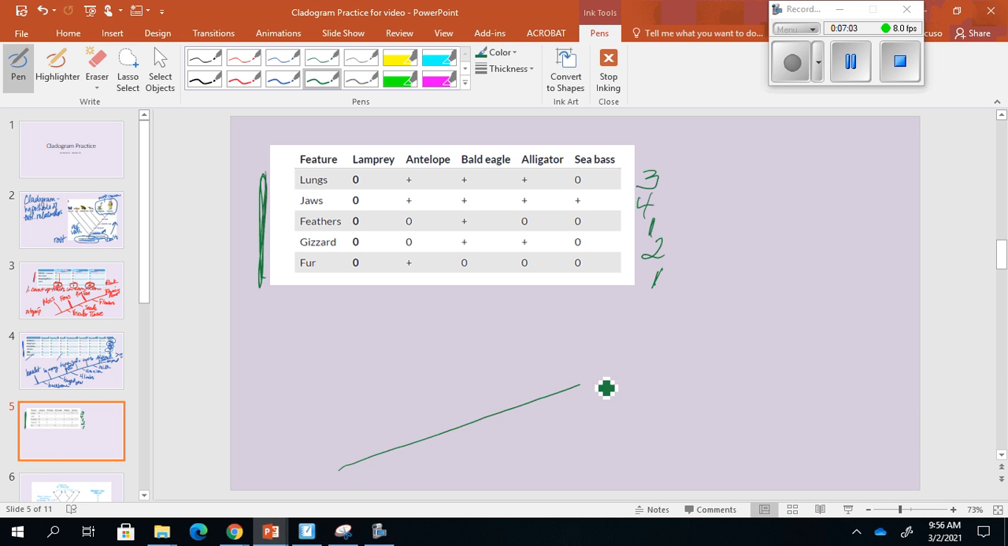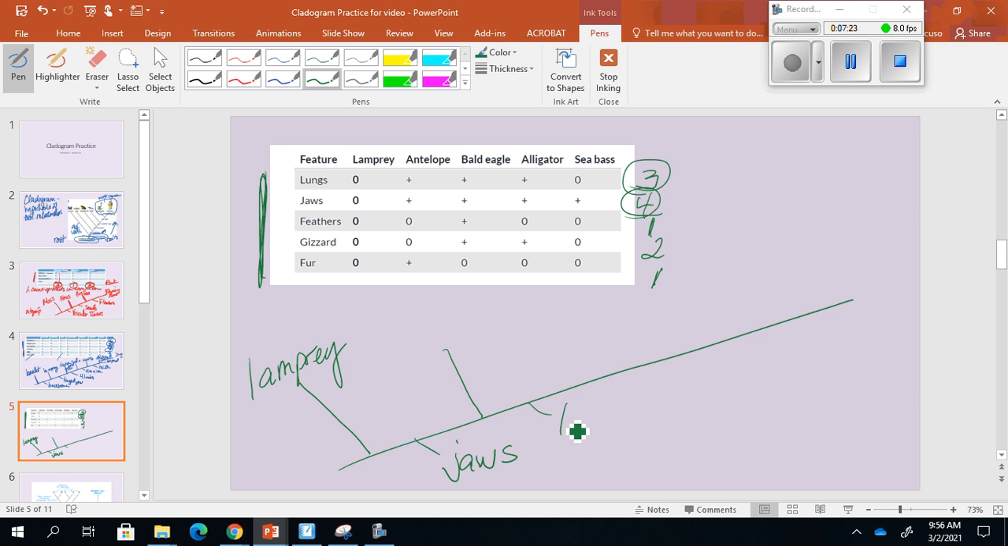All right, so here is my main line. I want the 4 first. So this property, jaws, is going to be the first one that I do. The one that does not have a jaw will be separated out first, lamprey again. All right, and then the next characteristic would be number 3, that's the lungs. And the one that does not have a lung, sea bass. And of course, lamprey doesn't either, but I already separated them. Next comes number 2, that's a gizzard. And so who does not have a gizzard? Sea bass, already got it. Antelope.